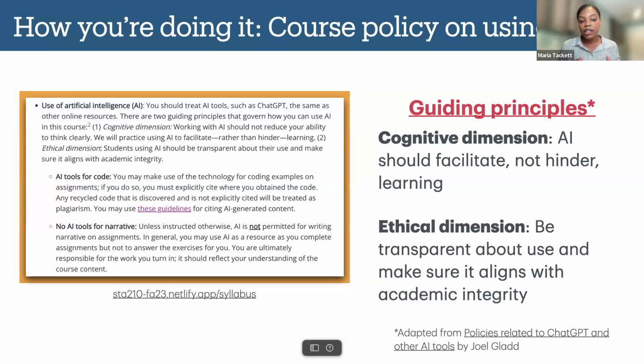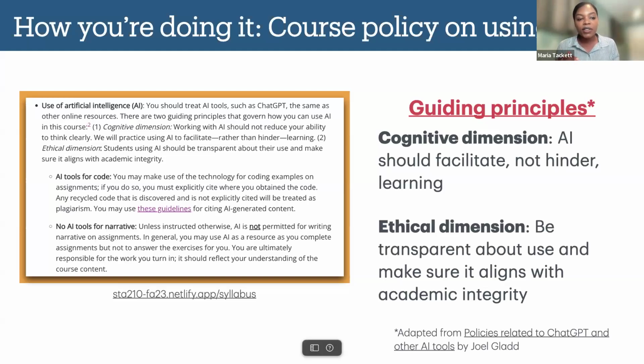And so in my course, the policy states that students can use AI for code. So I do allow students, if they want to refer to ChatGPT for code, they can. However, just like any other internet source, if they're using it for code that's far beyond the scope of what we do in the course, something they couldn't find in their notes, then they need to cite that as such, just like they would any other external resource. They are not permitted to use the tool for narrative. So all those interpretations, writing the conclusions, they're not permitted to use AI in the course in that way.